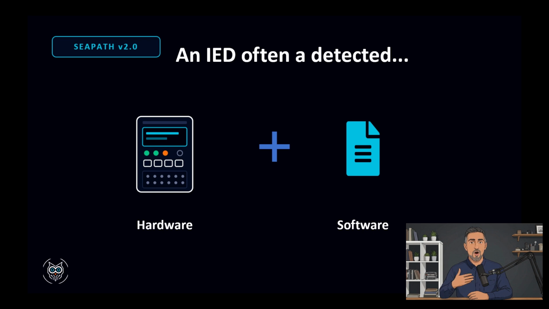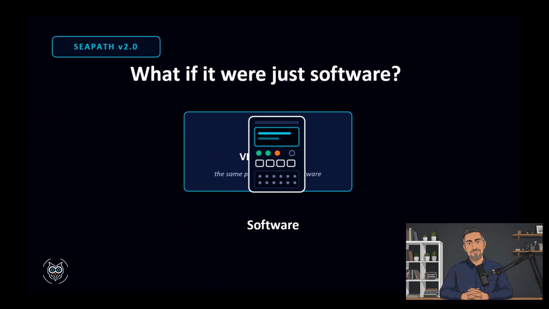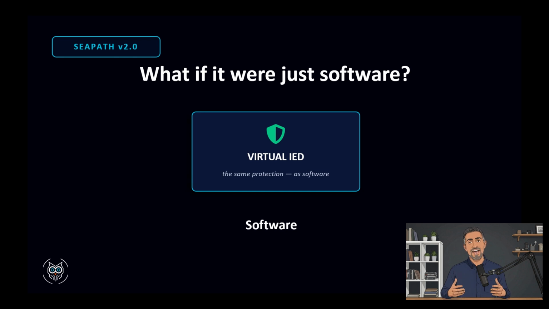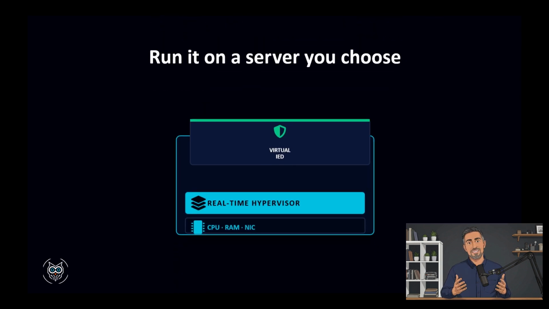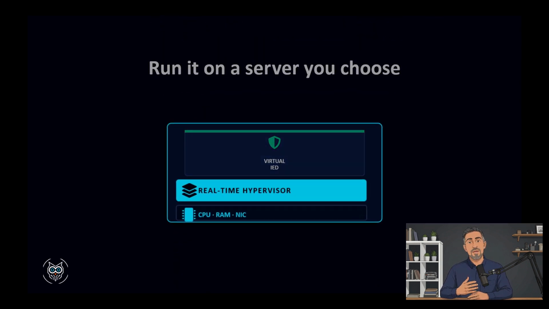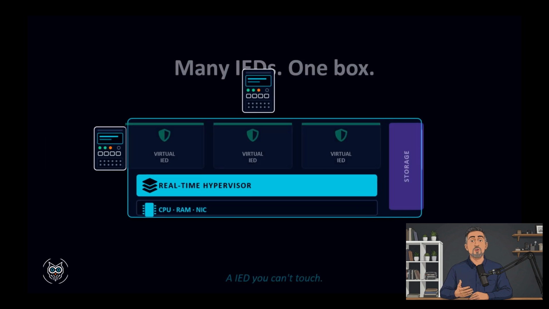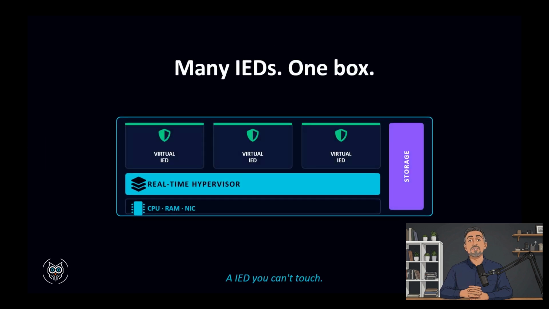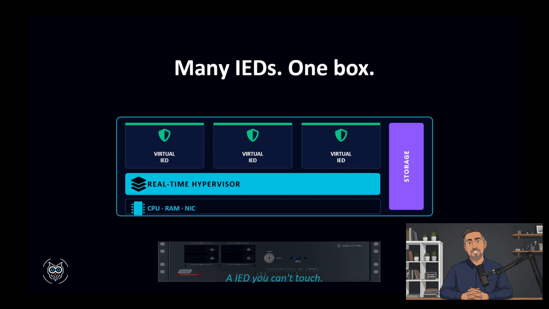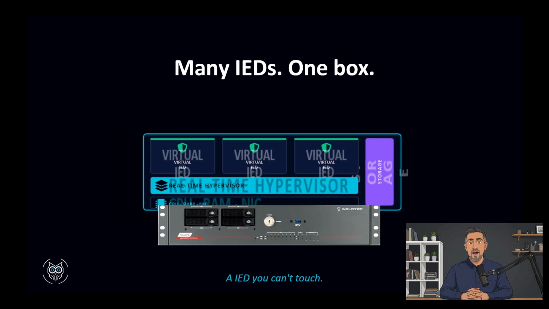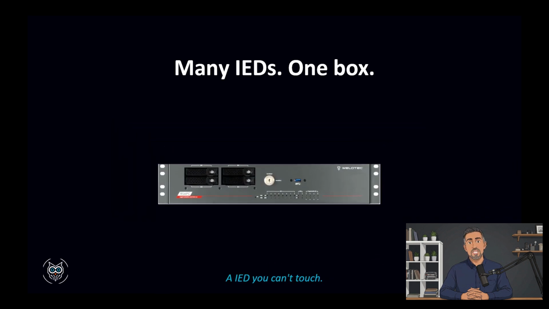An IED often is provided as a dedicated box by one vendor, hardware with software doing protection, control, and measurement at once. Now imagine lifting that whole device out of the box and running it as software on one powerful industrial server. Instead of a rack of IEDs, you have one server running many of them, each one still walled off from the others, each one still doing its own job. That's virtualization. And each software IED is called a virtual machine.